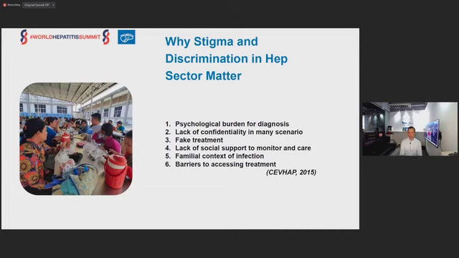Also, the lack of social support, monitoring and care is really leading to obstacles to the eradication of hepatitis B. Also, there are barriers to accessing treatment and the familial context of infection. We got so many cases jumping into our hotline saying, I'm a mother with hepatitis B, and I wanted to have an abortion because my husband claimed that my baby would be born with hepatitis B. So the tragedies are still happening on a daily basis in Asian countries and in China as well.